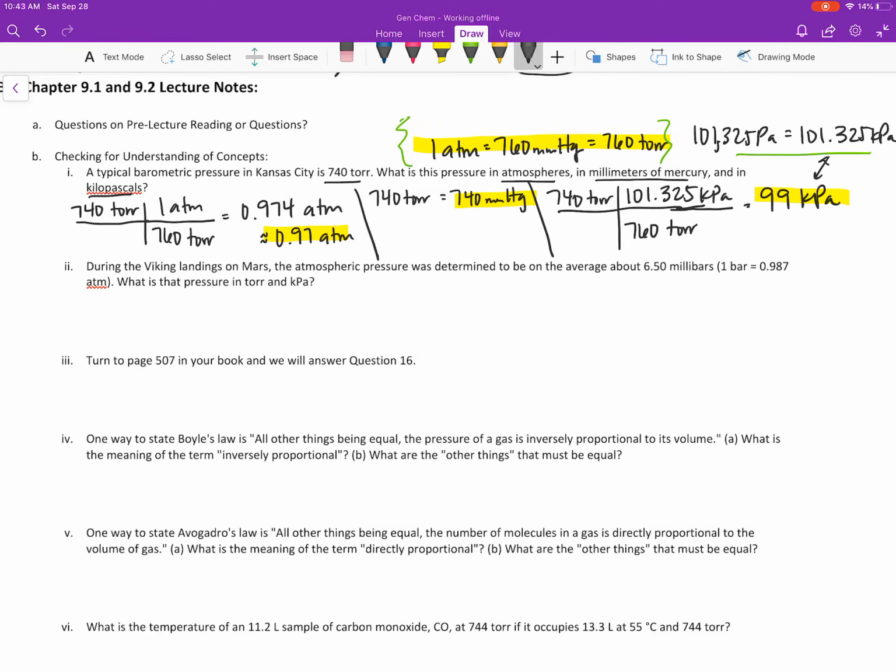All right, next one. During the Viking landings on Mars, the atmospheric pressure was determined to be about 6.50 millibars, and then it gives you a conversion to ATM. And what's the pressure in torr and kilopascals?